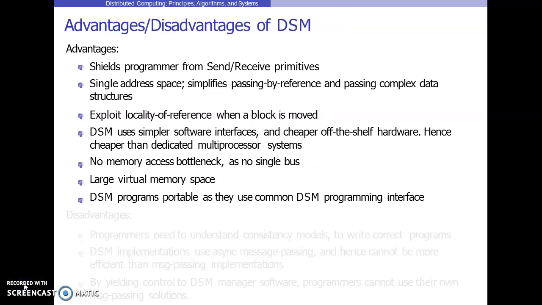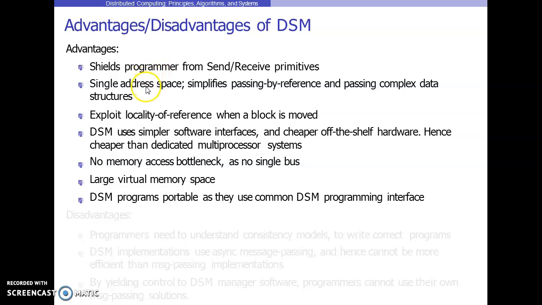Now, the advantages and disadvantages of distributed shared memory. Advantages: it shields the programmer from send and receive primitives. That means in distributed shared memory, communication across the network is achieved by the read and write abstractions. So it simplifies the task of the programmers.